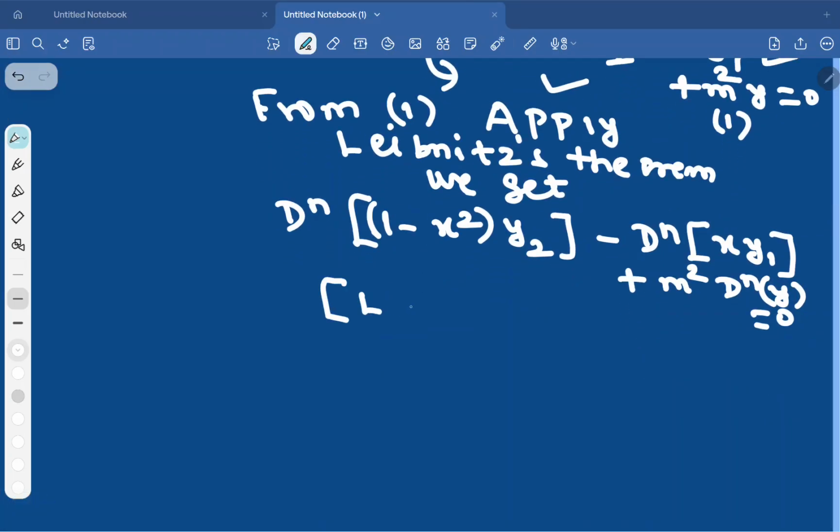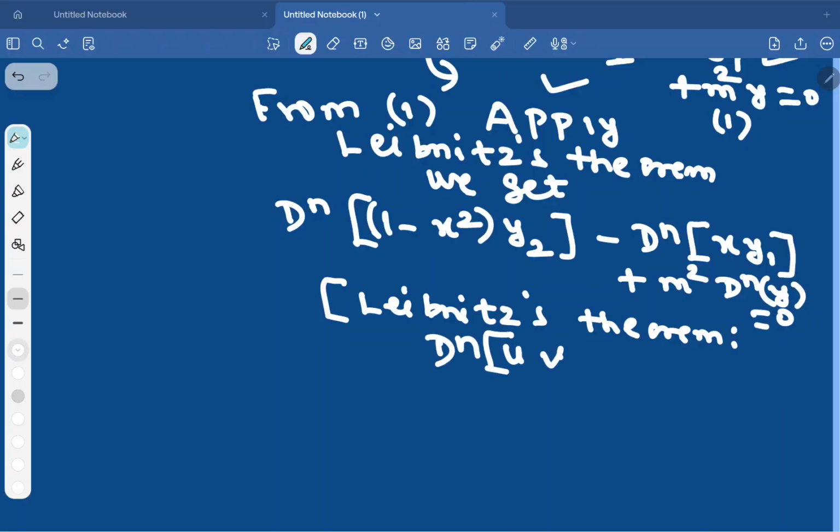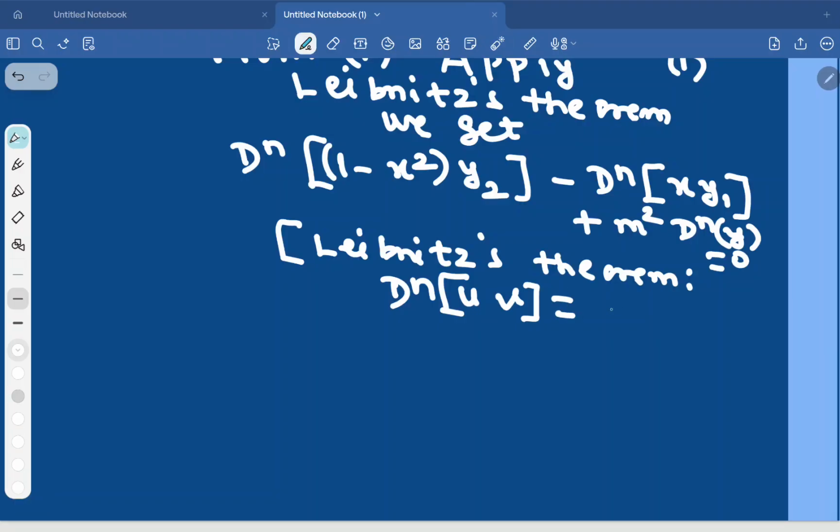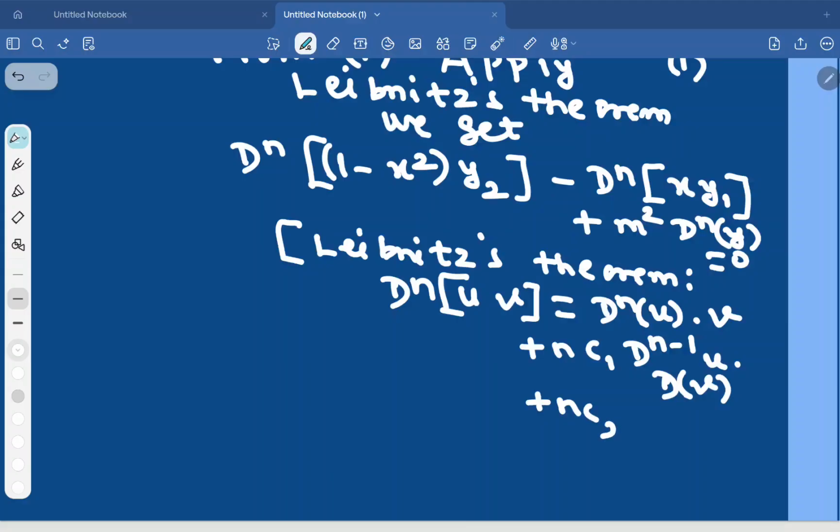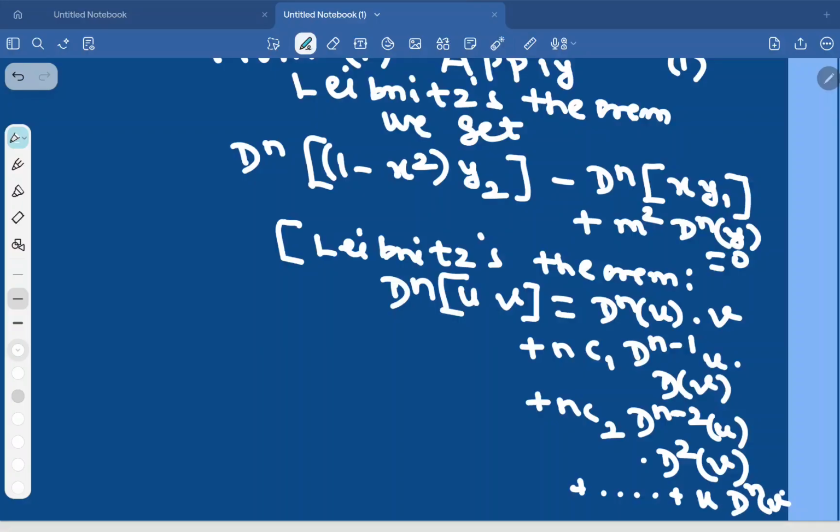First write the Leibniz theorem formula. That is d power n of uv, which is equal to d power n of u into v plus nC1 d power n minus 1 of u into d of v plus nC2 d power n minus 2 of u into d square v plus dot dot dot plus u d power n of v. This is the Leibniz theorem formula.